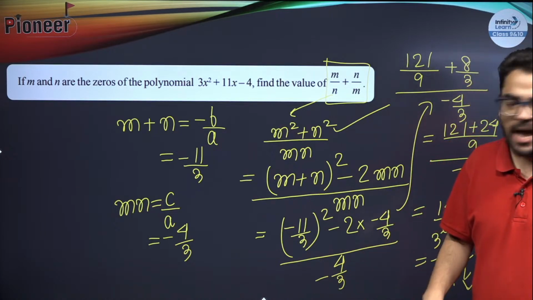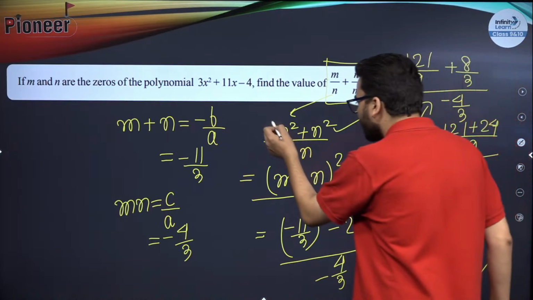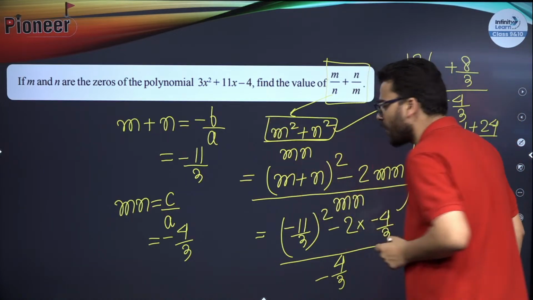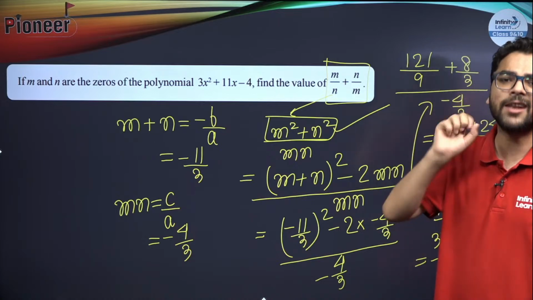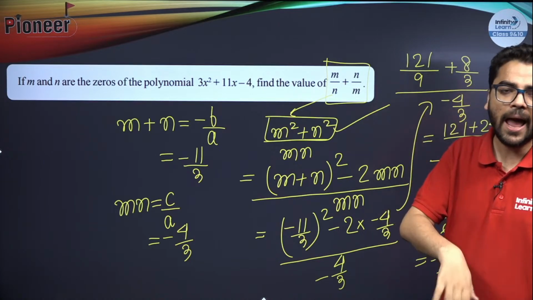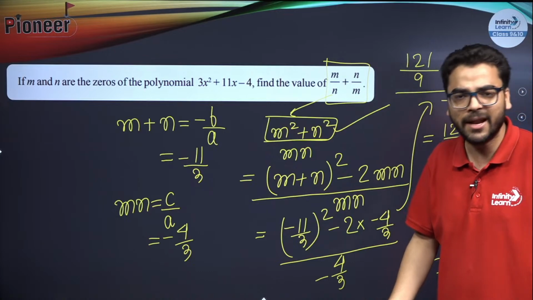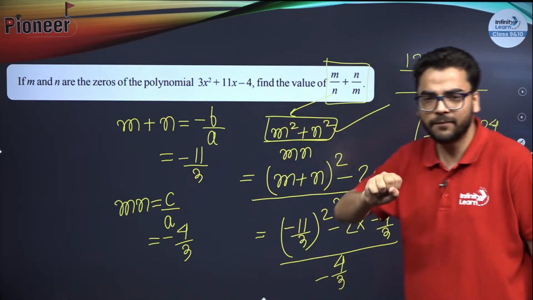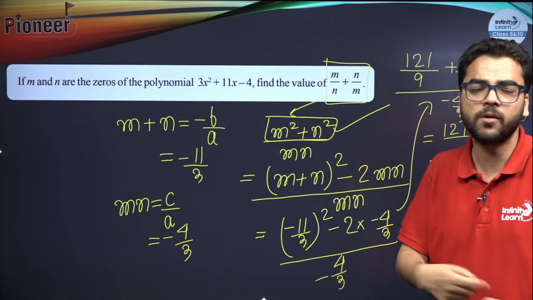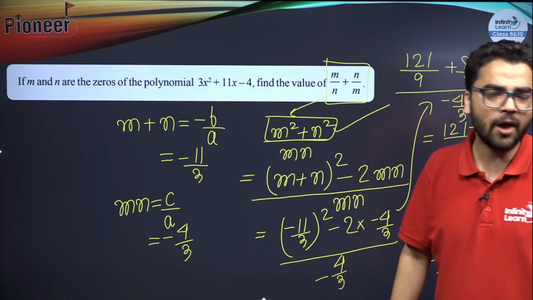See what is happening over here, Vishnu. You cannot find the value of m square plus n square separately because you don't know the value of m and n. And you will not be able to find the value of m and n separately because most probably they'll give you a quadratic polynomial which you will not be able to factorize. I hope it is clear.